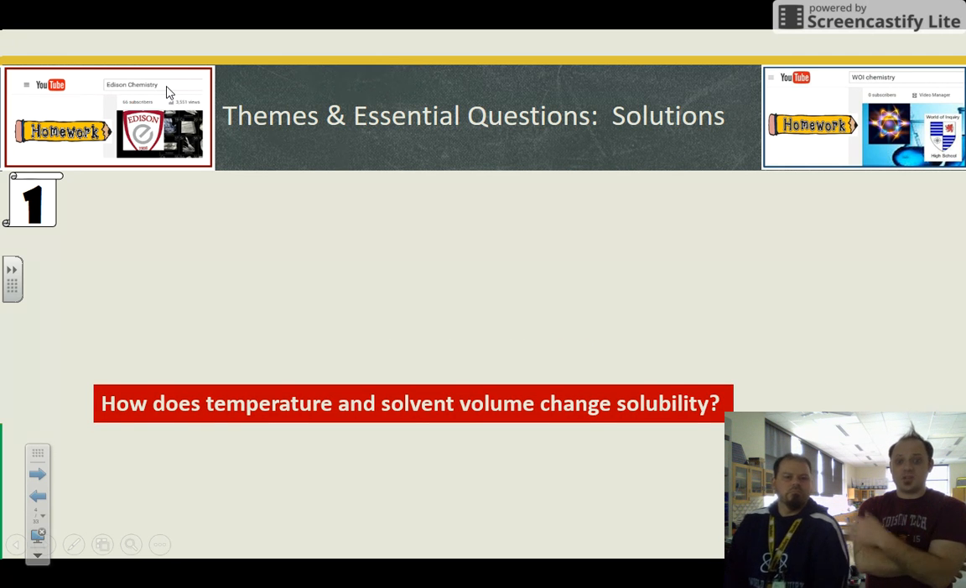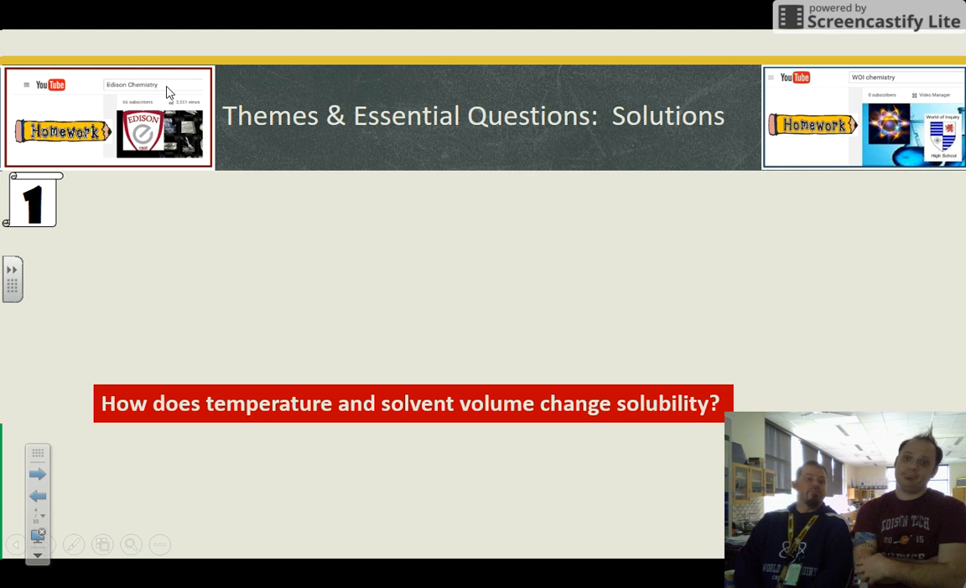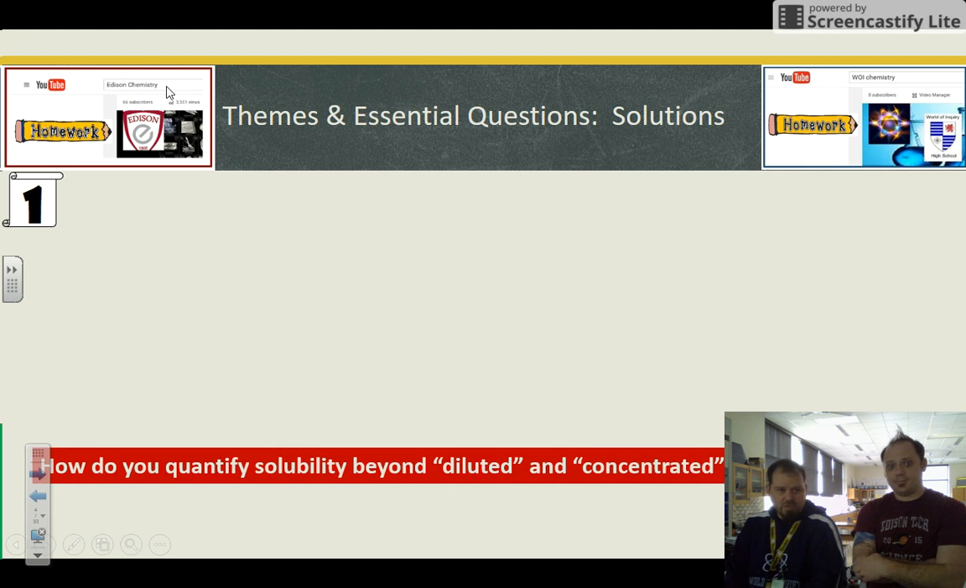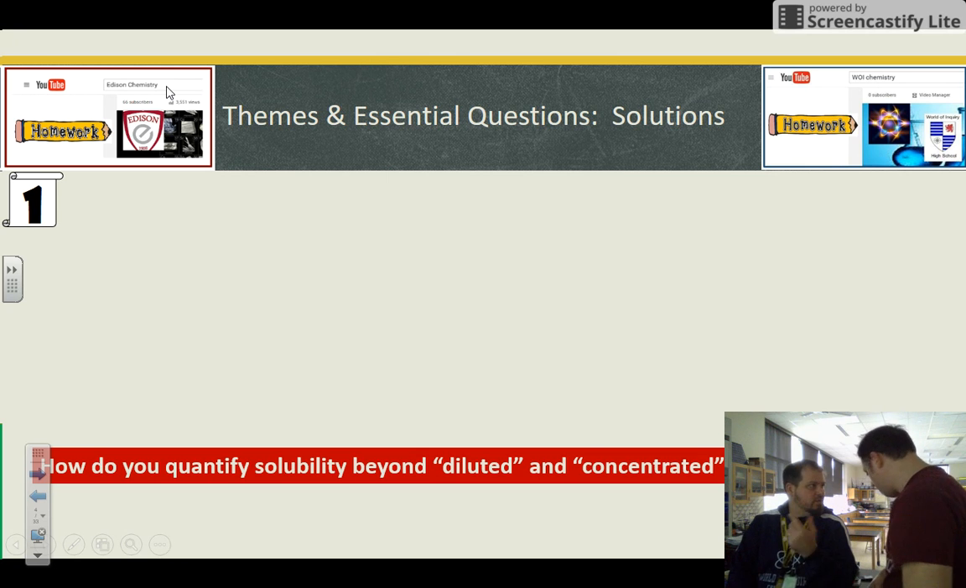How does a temperature change affect solubility? Now we're talking reference tables and charts. We've got some real numbers there that'll help us out. How do you quantify diluted and concentrated? Let's put some numbers in there. We're going to go back to moles and stoichiometry and put moles in a new light.